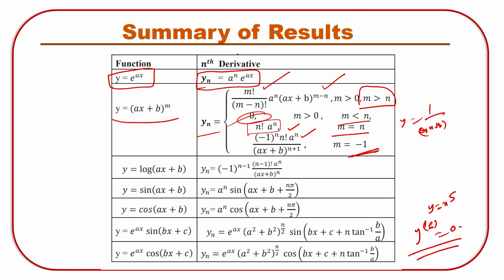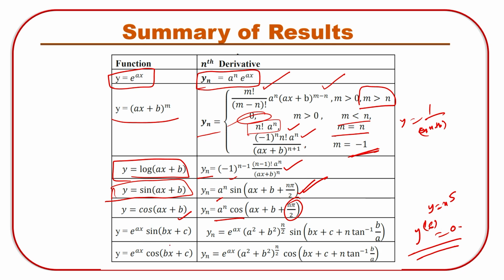In a similar manner, if y is a logarithmic function log(ax+b), then the nth derivative is (-1)^(n-1) (n-1)! a^n divided by (ax+b)^n. Similarly, if y is a trigonometric function sin(ax+b), then y_n equals a^n sin(ax+b+nπ/2). And if it is cos, then use cos instead, and the result looks very similar, matching each other.